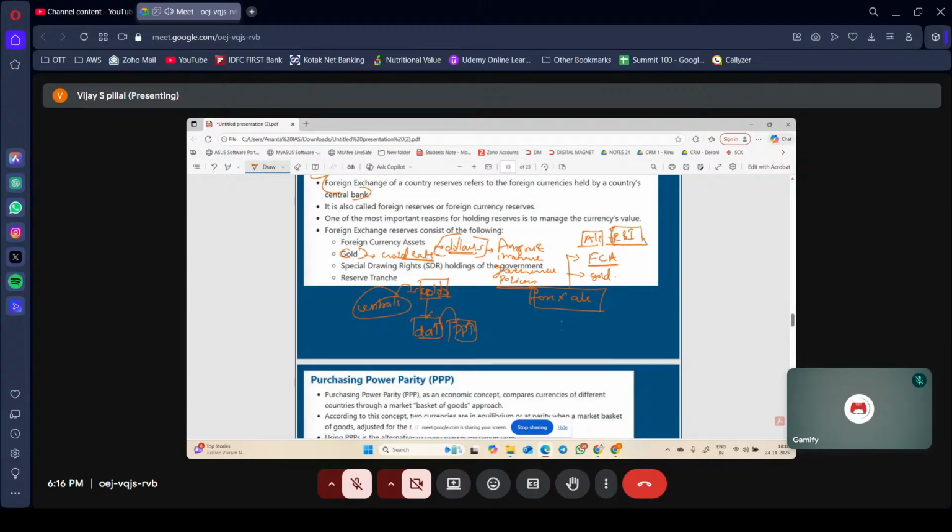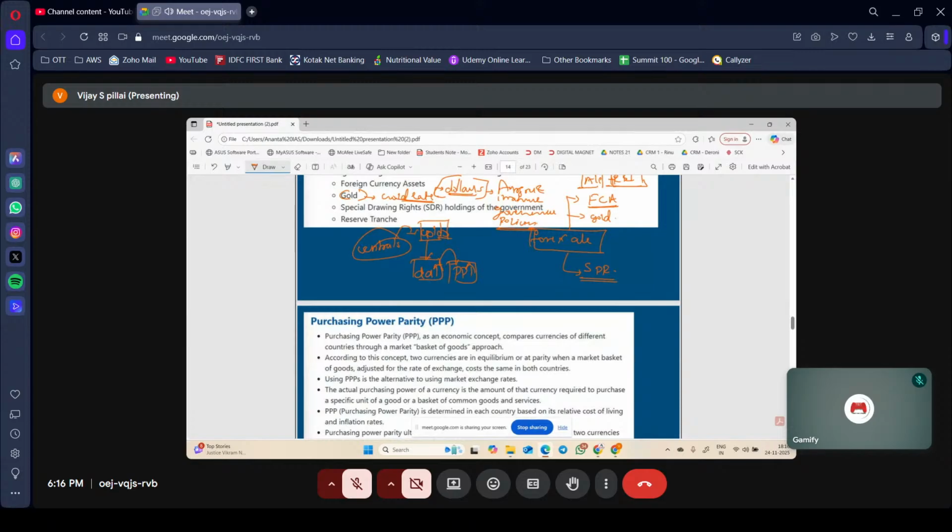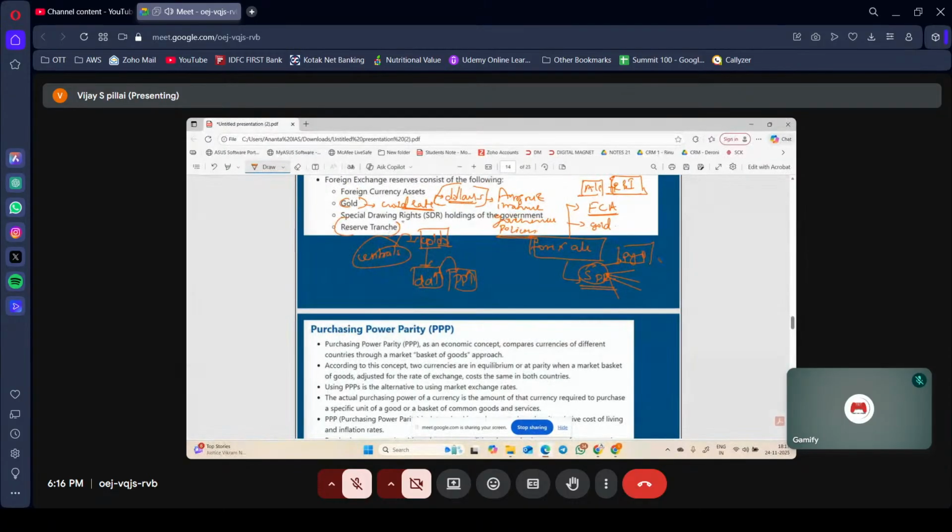Okay, then what we have? Then we have SDRs. That is the Special Drawing Rights with the IMF. It is a kind of basket of currencies. Okay, so the people who are watching it online, please comment which all are the currencies that come under the SDR, and people, this is a PYQ. Yes. Then reserve tranche. That is also a kind of loan facility with the IMF.